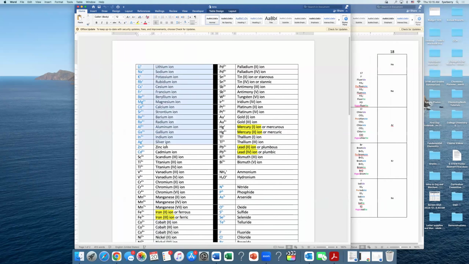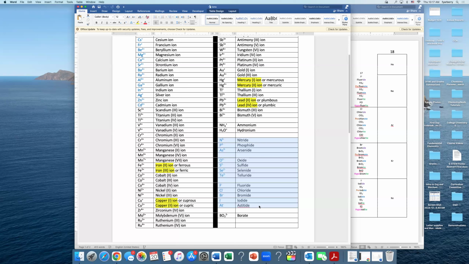The others, though, that you do need to have down are your anions of your nonmetals and metalloids. That's your group 15, 16, and 17 elements. Group 15 forms a -3, group 16 forms a -2, group 17 forms a -1. And all of the anions of the elements end in IDE.